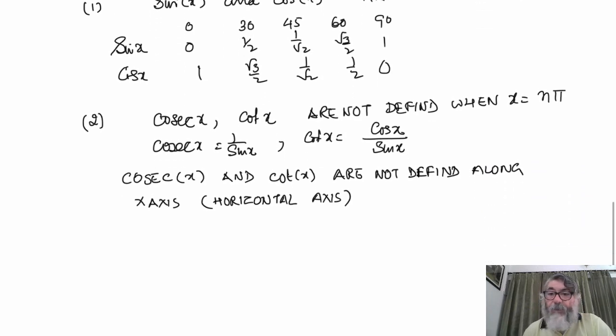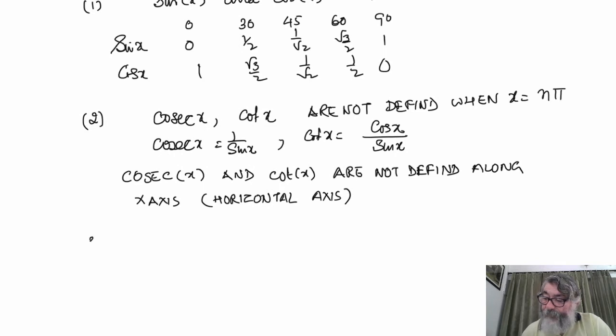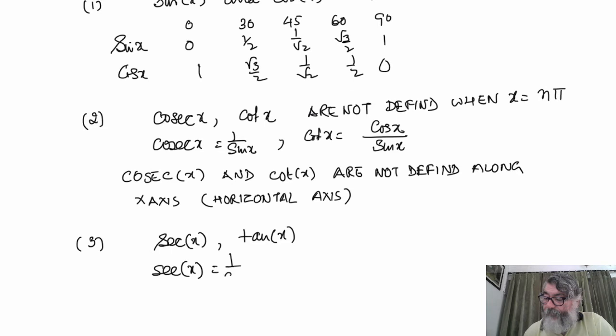Now let us talk of the third thing, sec x and tan x, because sine and cos are defined. Sorry, sec x and tan x, because cos is always defined. Sec x is 1 upon cos x, and tan x is what? Sin x upon cos x.